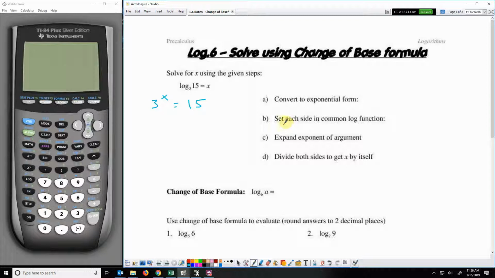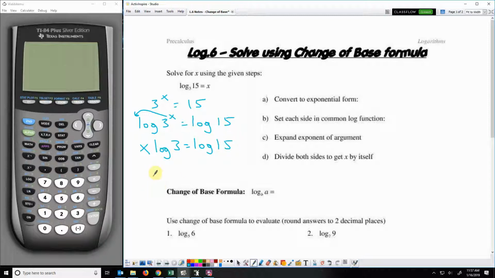Okay, next we're going to set both sides in common log function. So that's going to be log 3 to the x power equals log 15. Both of these are common logs, or log base 10. Then we're going to expand, which means we're going to take this exponent and move it to the front here as a coefficient. So it's x log 3 equals log 15.